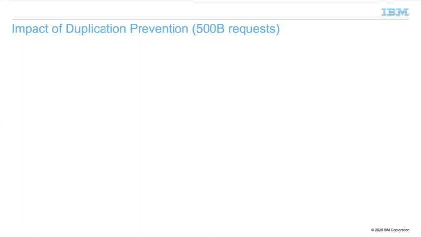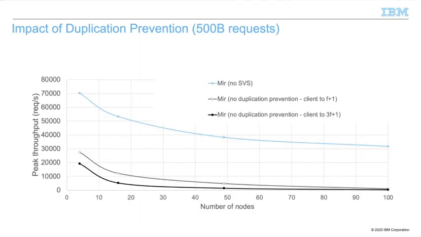What's the impact of duplication prevention? Here you have the performance of Mir without signature verification sharding. We said this goes up to 30,000 transactions per second with 100 nodes. This is the blue line. Then we allow the client to submit, well, we allow in Mir as well, but the client submits to F+1 or 3F+1 nodes, but then we switched off buckets and duplication prevention in Mir. Basically, you will get the same throughput nominally, but because transactions are duplicated, your goodput is essentially what I'm showing here. And the impact of duplicates is severe on the performance.